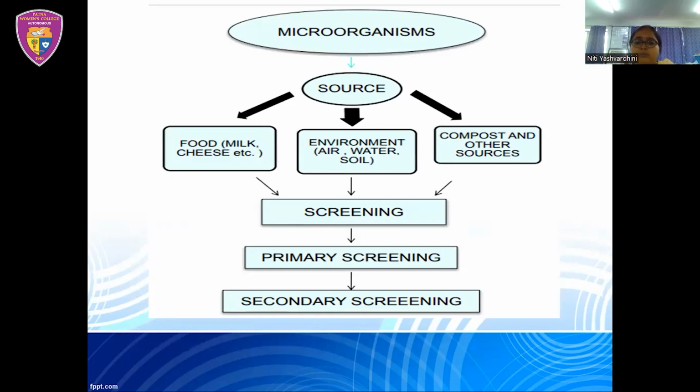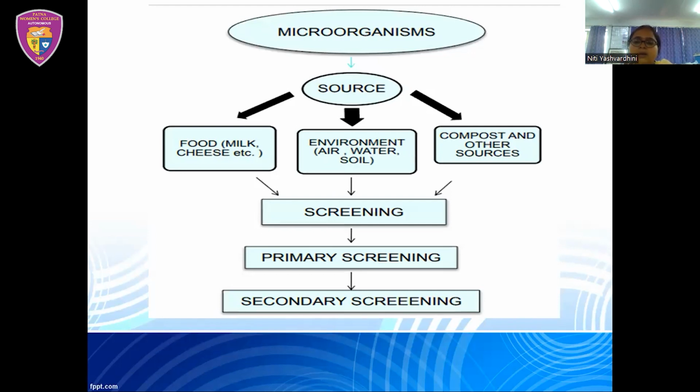Microorganism sources can be food, or the environment: air, water, and soil, because we know that microorganisms are omnipresent, they are present everywhere. We can also isolate microorganisms of use from compost and other sources. From these sources, we first have to perform the screening. That is, first we do the primary screening and then the secondary screening. The source can be anything: food, environment, compost and other sources.